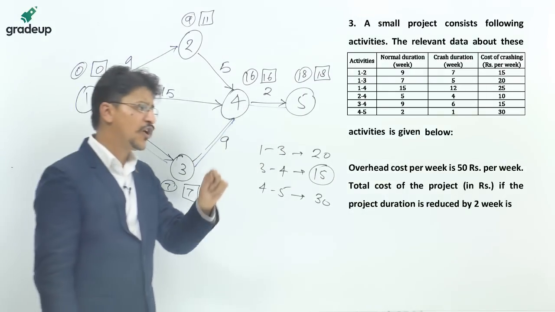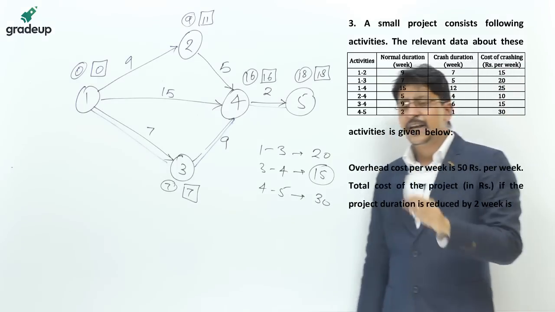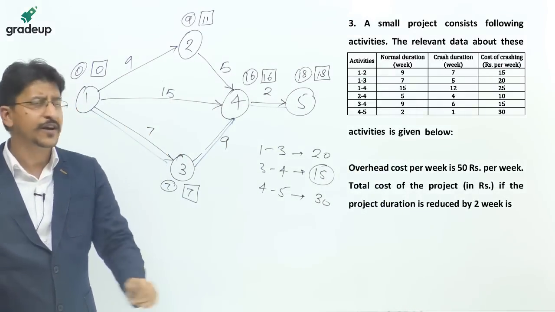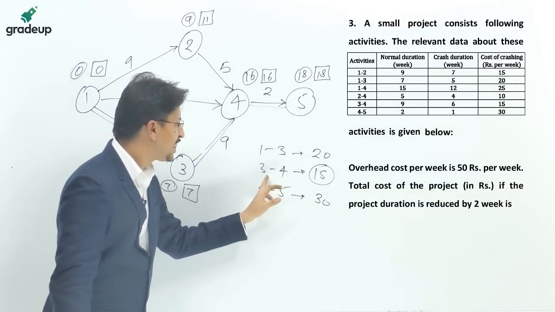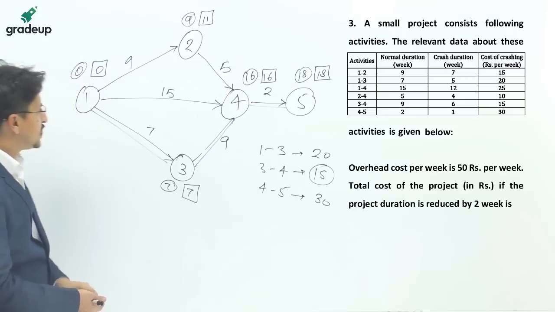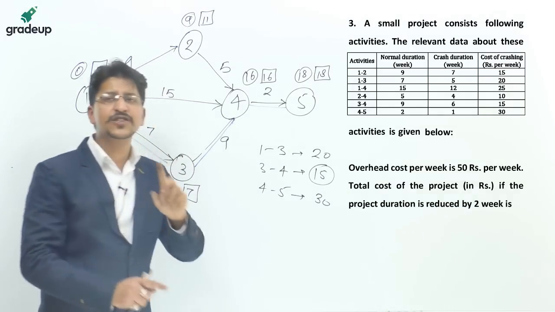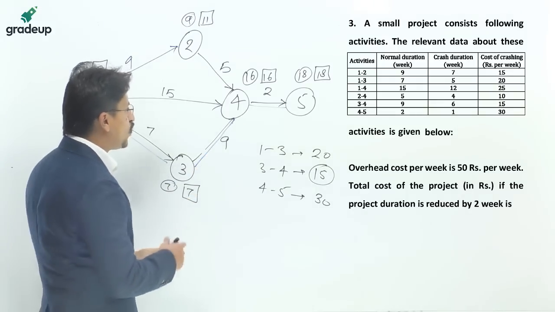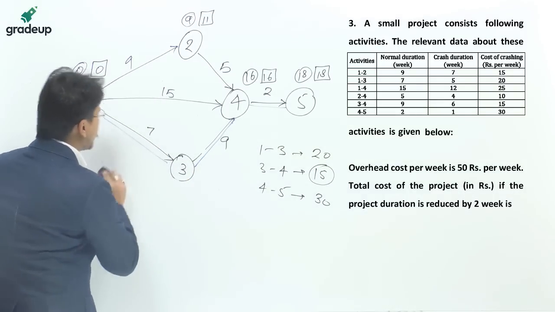And any activity can be crashed only up to the crash duration that has been given. So first we will crash 3, 4 by 1 week. For 3, 4 the normal duration is 9. It can be crashed up to 6, so it can be crashed 3 weeks. We will just crash it 1 week, and then again we have to find out the critical path.